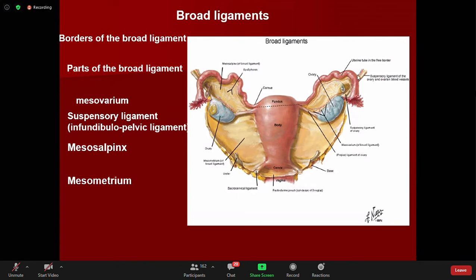Now, what suspends the broad ligament to the lateral pelvic wall? It's called the infundibulopelvic or suspensory ligament. Why is it important? Because they contain the ovarian blood vessels. The uterine vessels will be in the parametrial ligaments, right? So the ovarian vessels will be contained within the suspensory ligament.